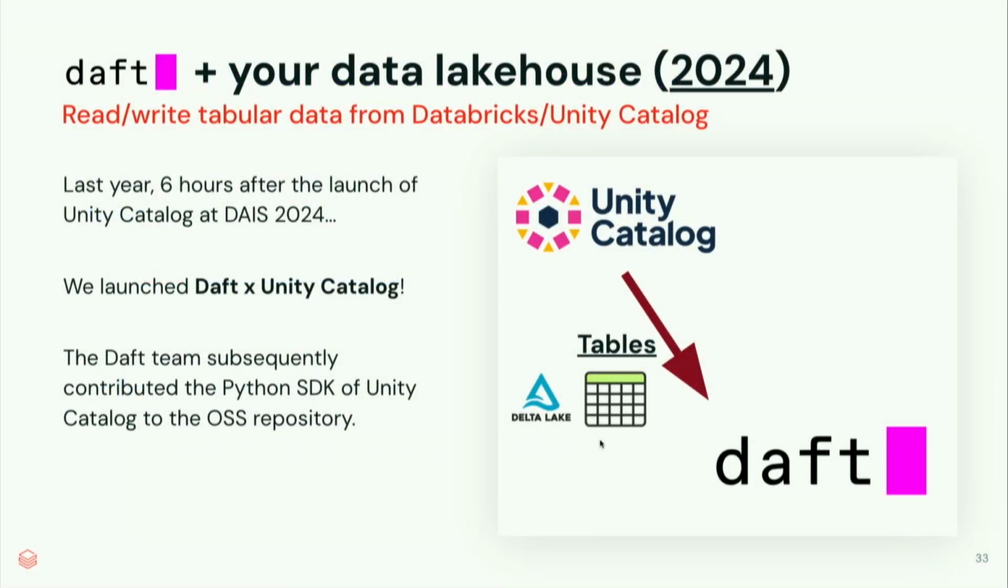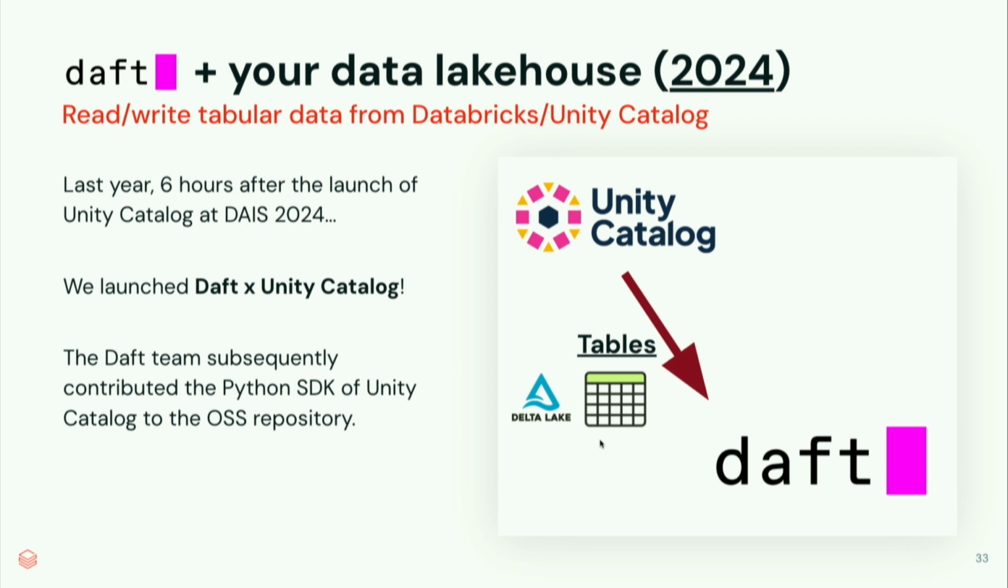So what's the Daft story with Databricks and Unity Catalog? Last year in 2024, I don't know if folks in this room were here for the unveiling of Unity Catalog. It was pretty dramatic. Matei went on stage and said he was going to open source this now, and he open sourced Unity Catalog on stage. It was pretty cool.